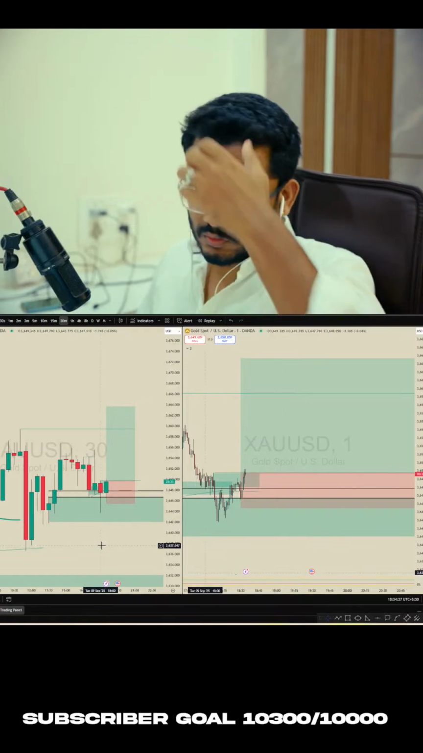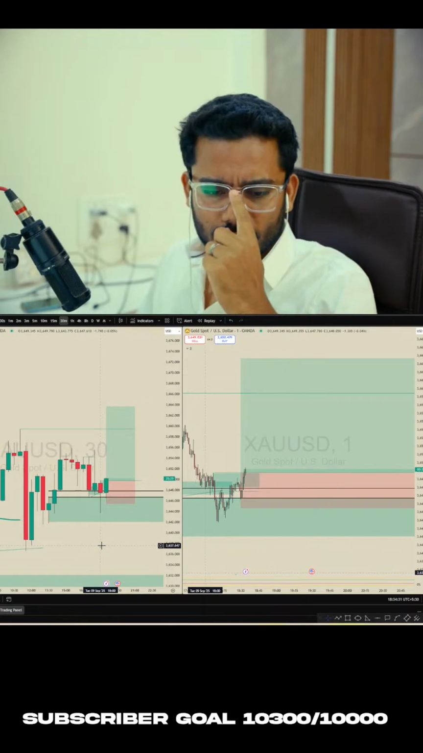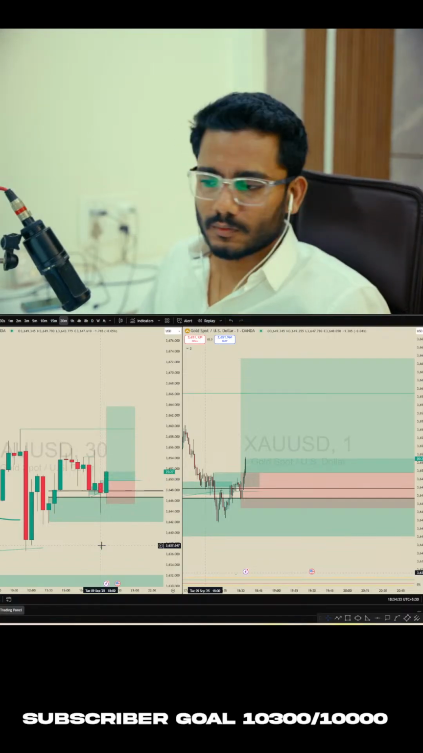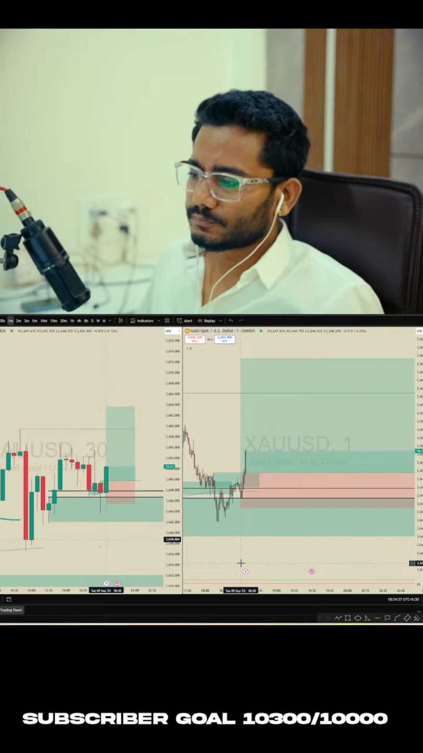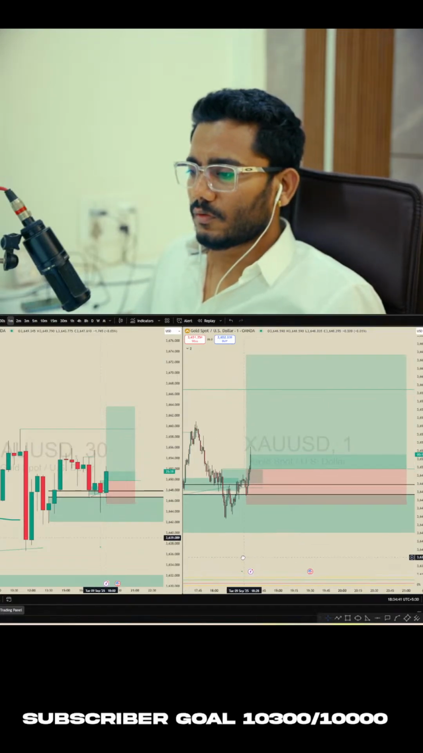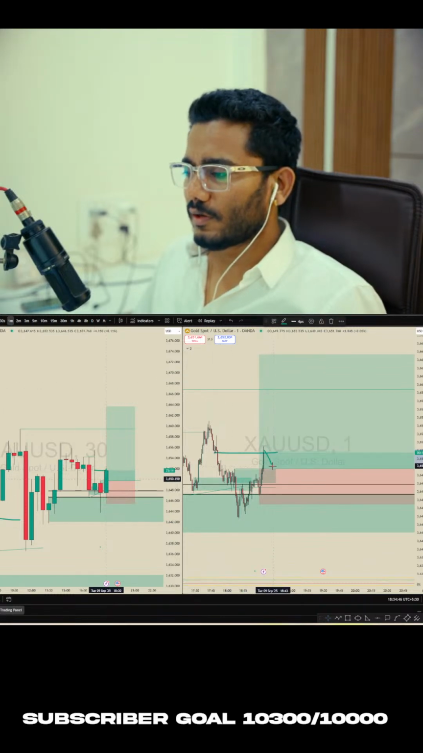I see sales on gold. Okay, bro. So on 1 minute there is an order block to the left side. So it should react and then it should continue. That's my view.